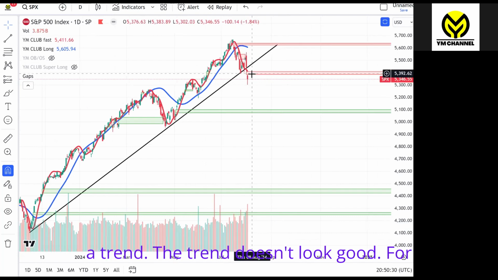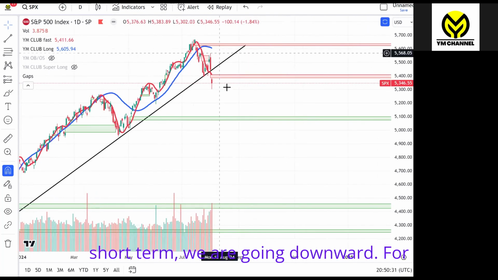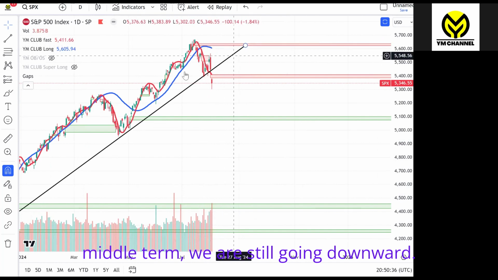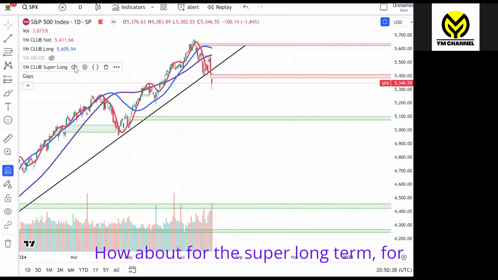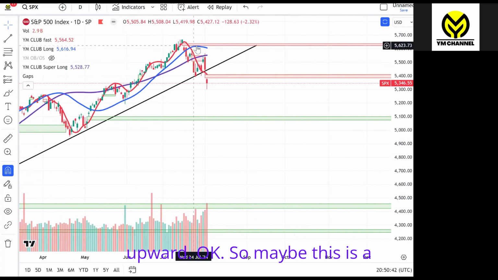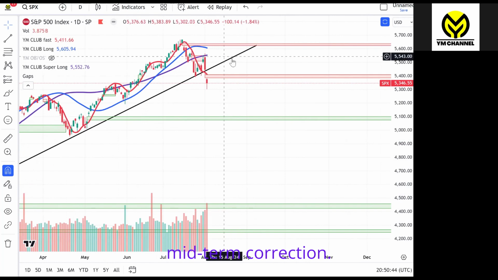This is a trend. The trend doesn't look good. For short term, we are going downward. For middle term, we are still going downward. How about for the super long term? For the super long term, it's still going upward. So maybe this is a midterm correction.